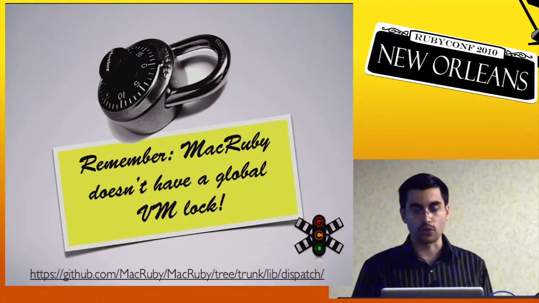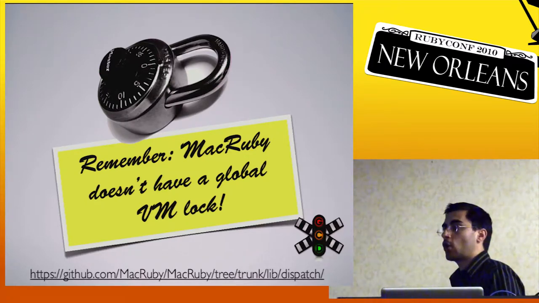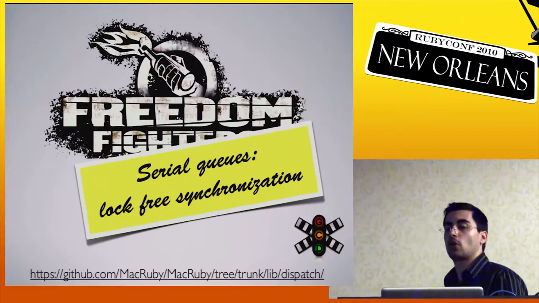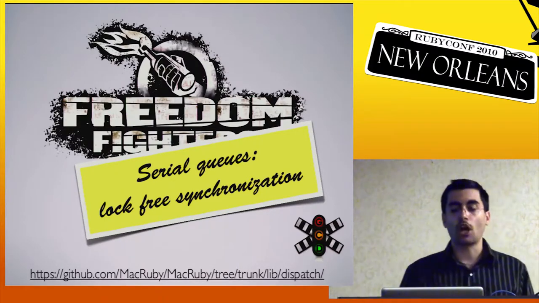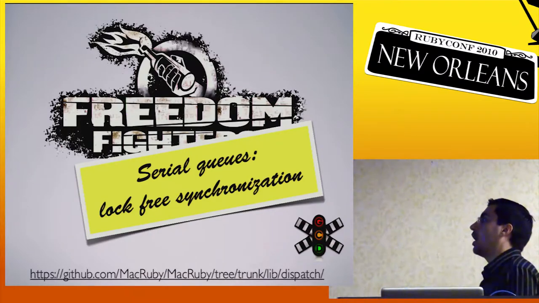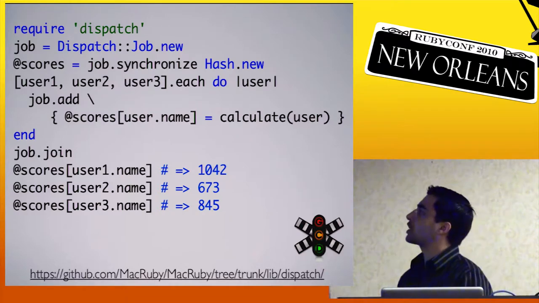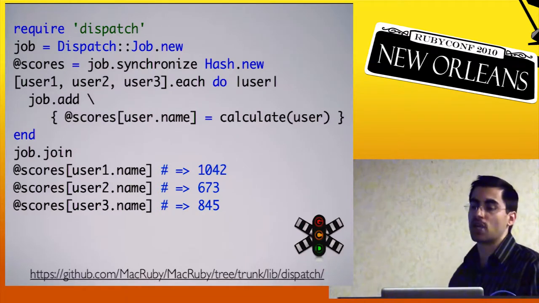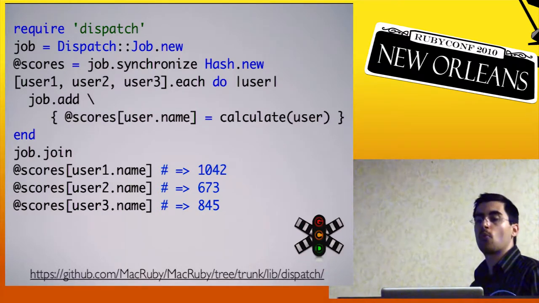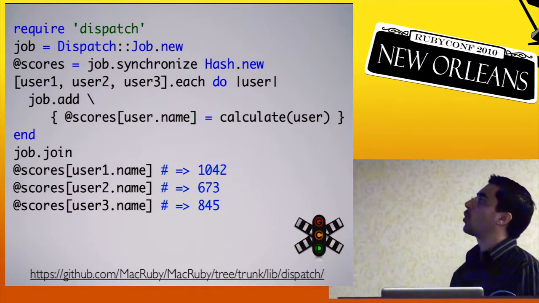And this is where there's another feature of libdispatch, which is, instead of using the concurrent queues, which is the default, you can use serial queues. Serial queues are locked through synchronization, and they allow you to use the actor paradigm and create a hash. In this case, we create a proxy object. In our job, we have a synchronized object, which is a hash called scores.